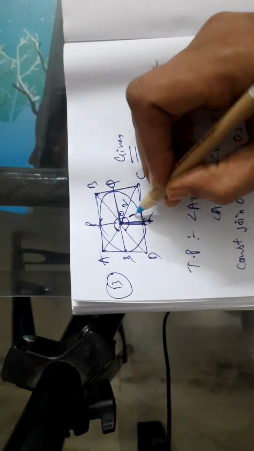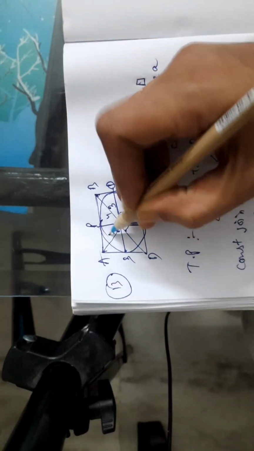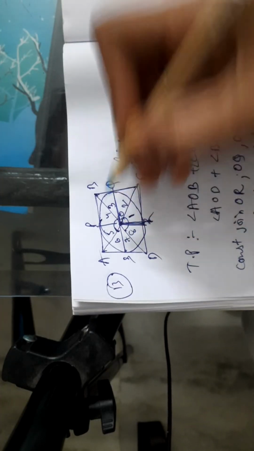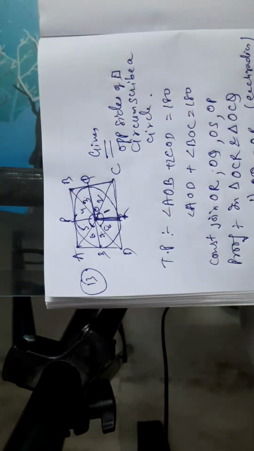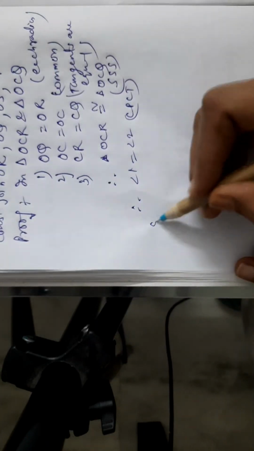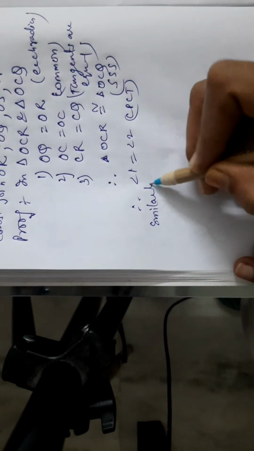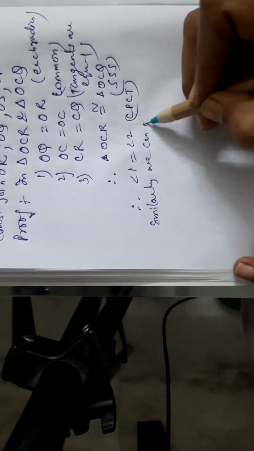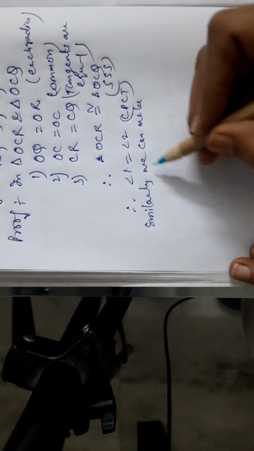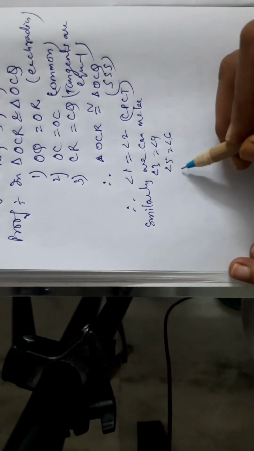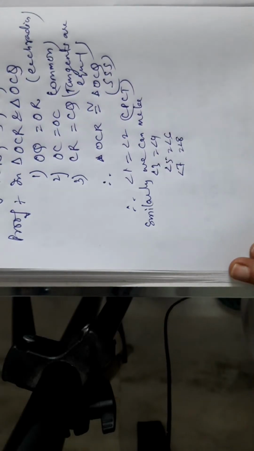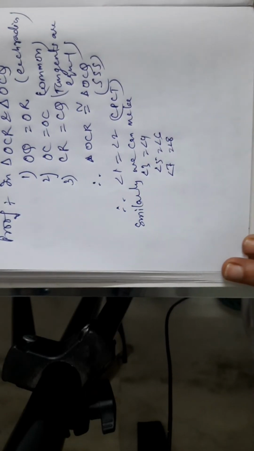Okay. Similarly, we can make the rest of the angles equal, like 1, 2 we have written, 3, 4, 5, 6, 7, 8. So similarly, all will be equal. As 1 and 2 are equal, 3 and 4 will be equal, 5 and 6 will be equal, 7 and 8 will be equal. So the next step will be 3 equal to 4, 5 equal to 6, 7 equal to 8. Now adding all together.